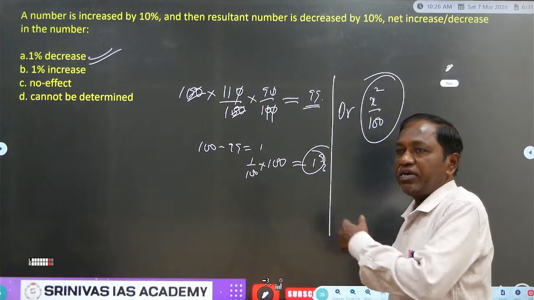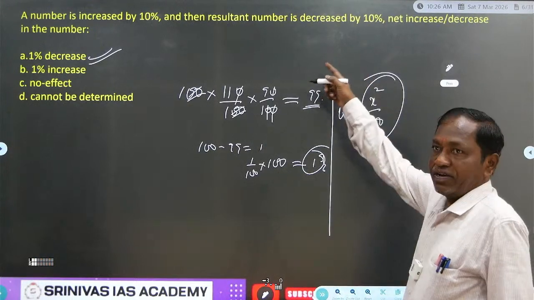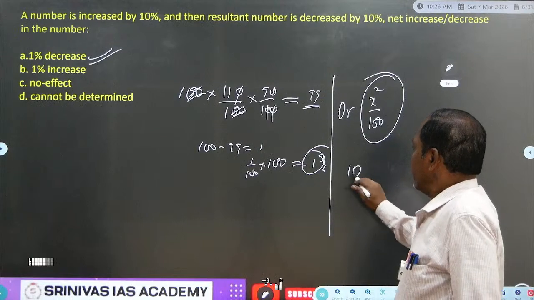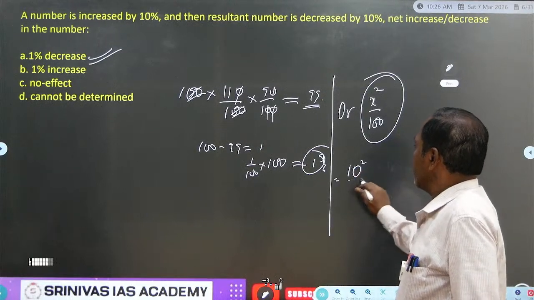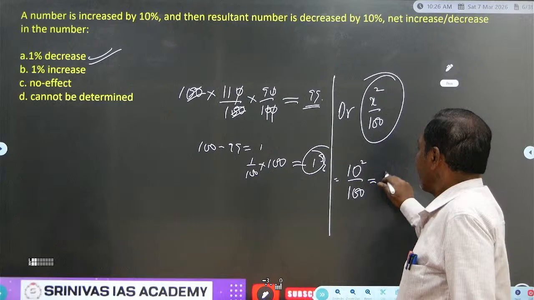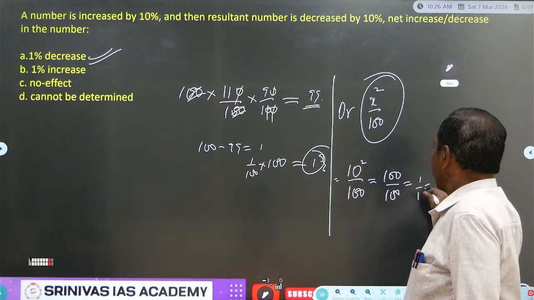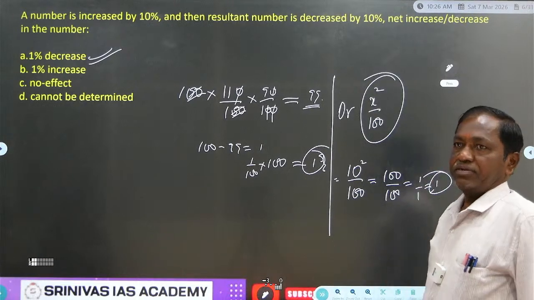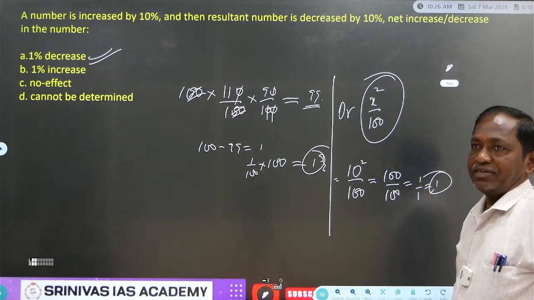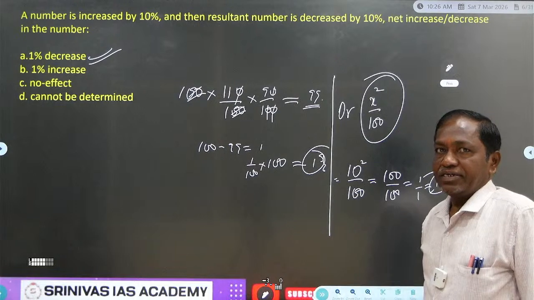What is the x value here? 10. 10 square by 100, 100 by 100, so 1, so net 1%. That is the thing. Okay, right.